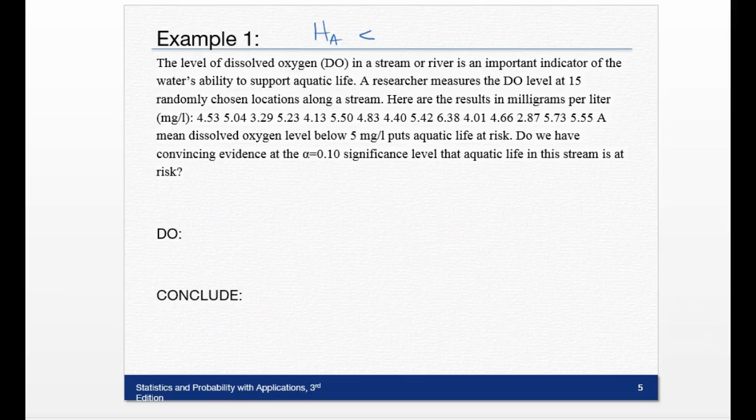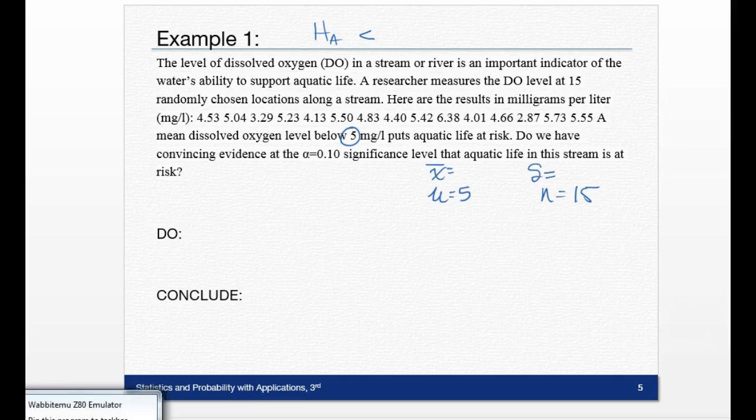So to do the do step, we need to show our work and show our formula, but we need our statistics to do that. We need X bar and the sample standard deviation. We know what mu is because that was used in our null hypothesis. That was 5, and we know what n is. That was 15, our sample size. So to get X bar and S, I'm going to use my calculator. I've already entered the data into the list.